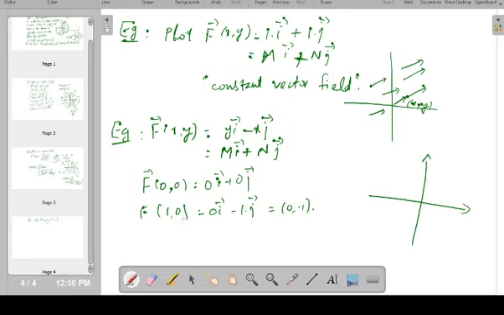So at 1 comma 0, what is the point 1 comma 0? This is the point 1 comma 0. You have to plot the vector 0 comma minus 1. But 0 comma minus 1 is this vector. That vector you have to plot at this point 1 comma 0. So you will get like this. Okay, I can erase this part. I don't need this.